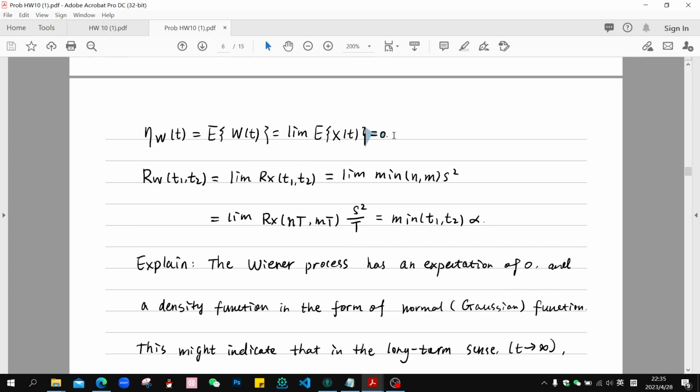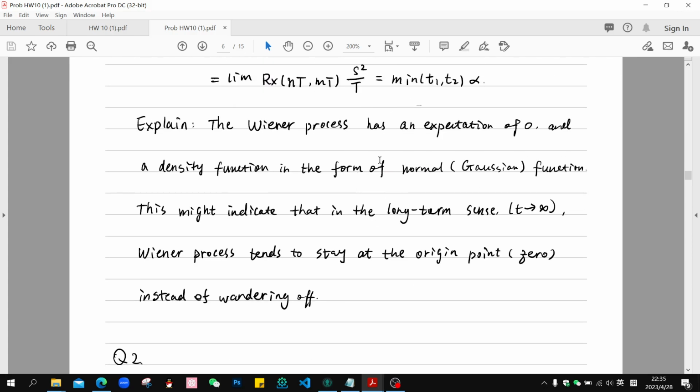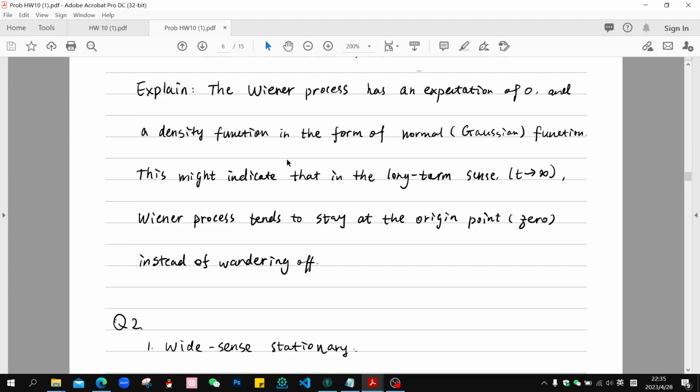The expectation is 0, and the autocorrelation is minimum(t1, t2) times alpha. The Wiener process has an expectation of 0 and a density function in the form of normal or Gaussian function. This might indicate that in the long-term sense, which is t goes to infinity, the Wiener process tends to stay at the origin point, 0, instead of wandering off.